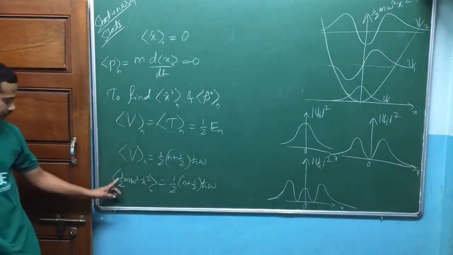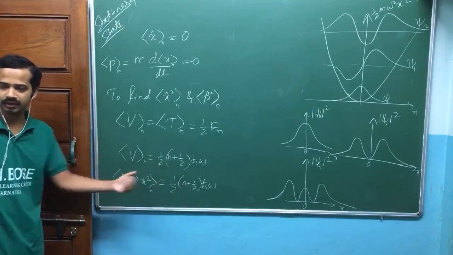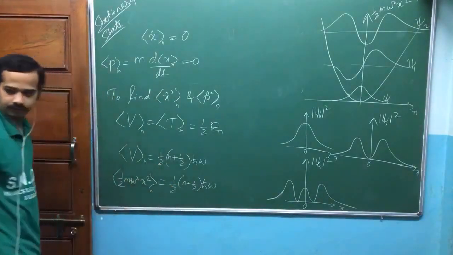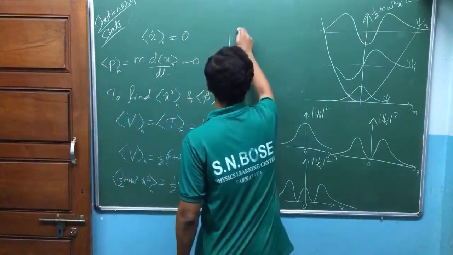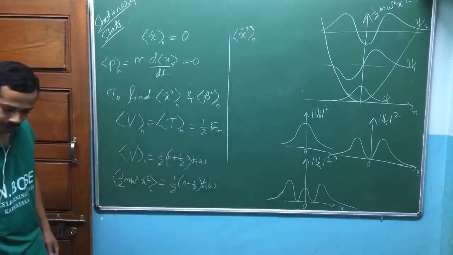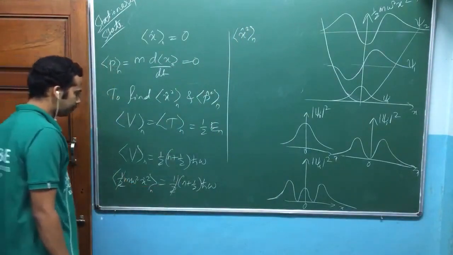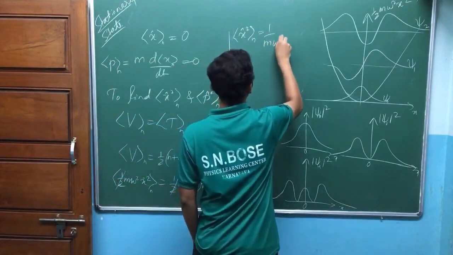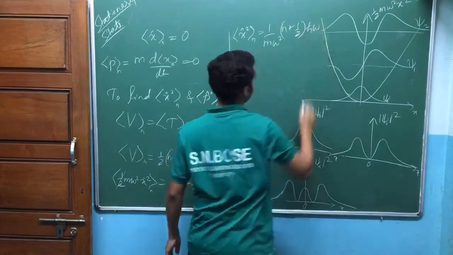Now look at, you can take this half m omega square outside. Why? Expectation value is an integral, isn't it? In the integral you can take that constant outside. So that's why you can take this constant to this side and solve it for expectation x cap square, isn't it? Expectation x cap square for the nth stationary state, half got cancelled, is 1 by m omega square into E n, that is (n plus half) h bar omega.